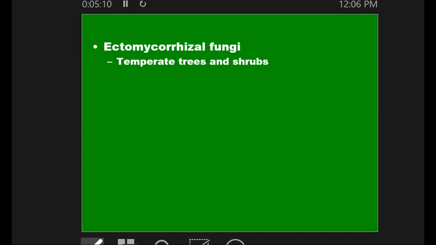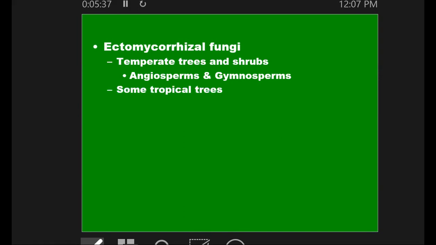So we see them mainly forming relationships with temperate trees and shrubs. So when you're out hiking around here, most of the trees and shrubs that you will be passing by definitely have these relationships going on. It's just that you don't see them because the roots are underground. So we're thinking about both flowering plants, the angiosperms and the gymnosperms, okay? And some tropical trees also.